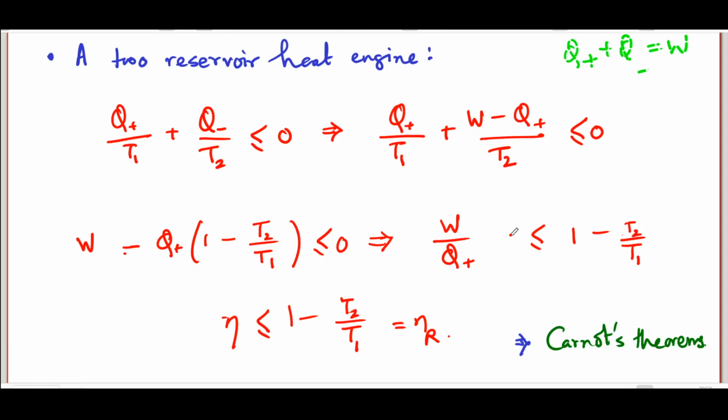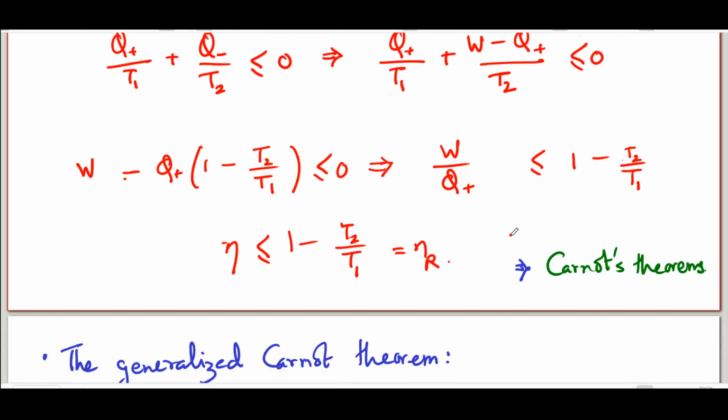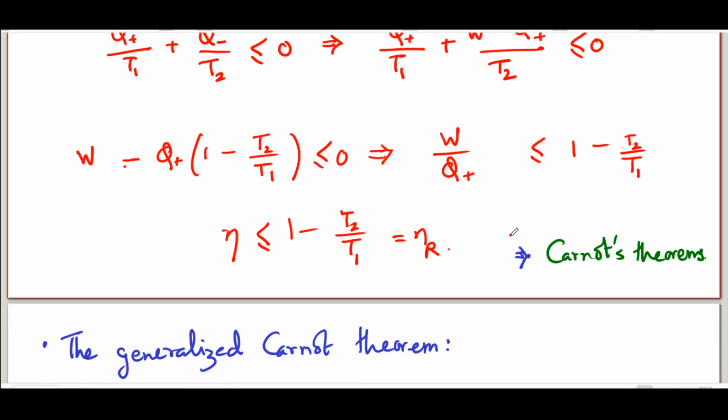Now, in the case of a more general engine, there will be multiple reservoirs which the engine will interact with. However, if we take the hottest of these reservoirs and the coldest one of them and run a Carnot cycle between these two extreme temperature reservoirs, the efficiency of the Carnot cycle will give us an upper bound on all possible efficiency of this engine. And this is exactly what is called the Generalized Carnot theorem.